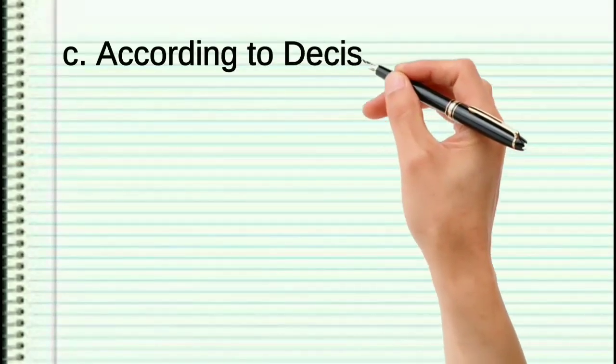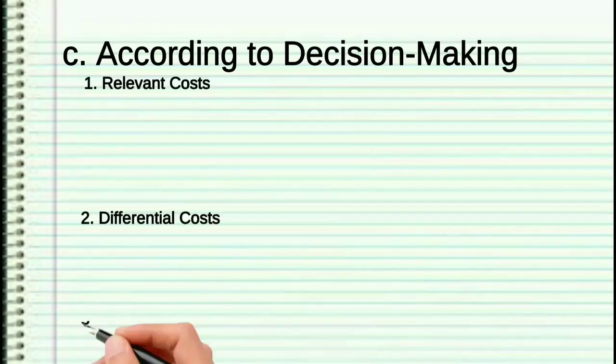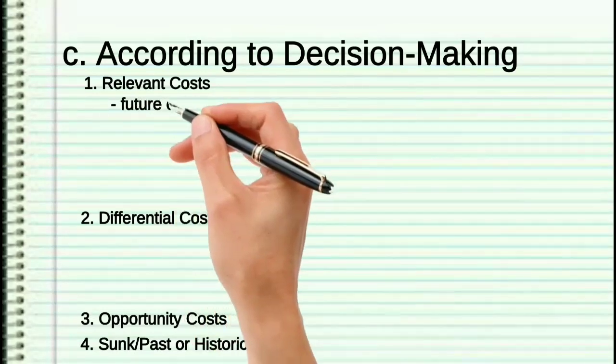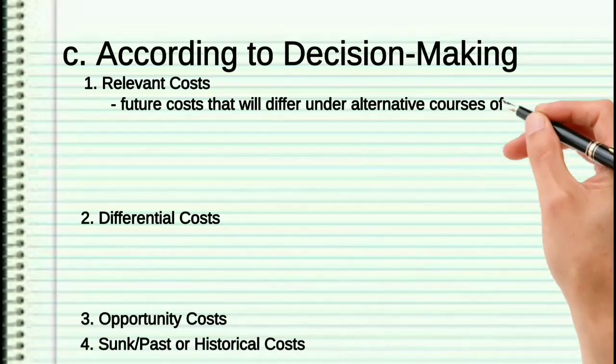Let us now proceed to the next classification of cost, and that is the classification of cost according to decision-making or for decision-making. Under this, we have four, and they are first, relevant costs, second, differential costs, third, opportunity costs, and fourth, sunk or past or historical costs. Relevant costs are future costs that will differ under alternative courses of action.